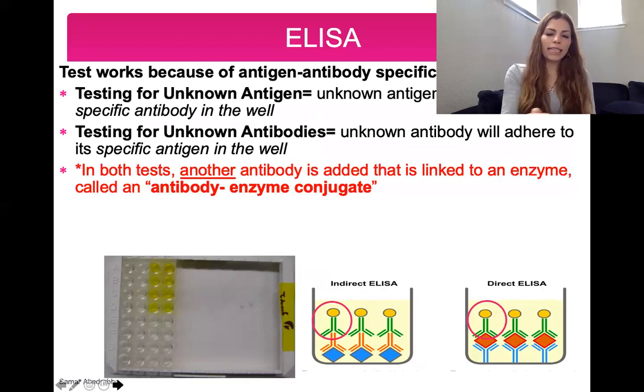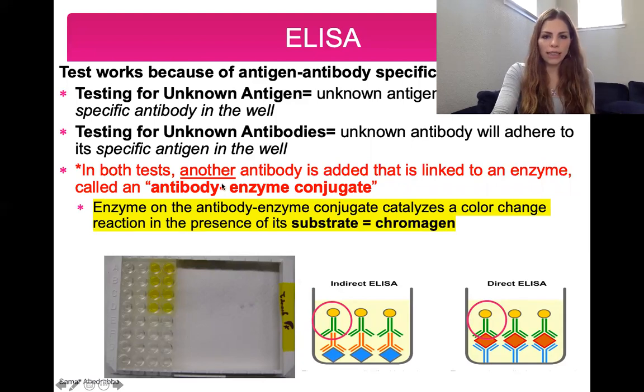In both tests, whether you're trying to detect an unknown antigen, like the pathogen itself, or an unknown antibody in someone's blood, you use something called an antibody enzyme conjugate, which is added to the antibody and antigen binding to each other. And this will make more sense in a second.